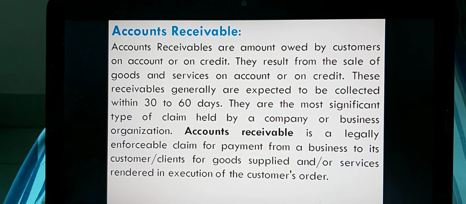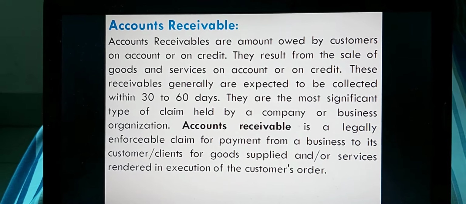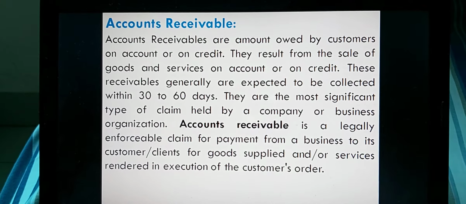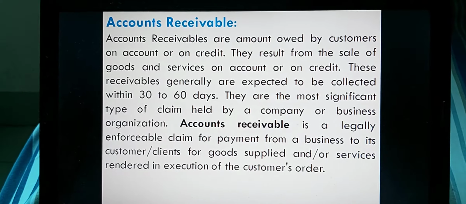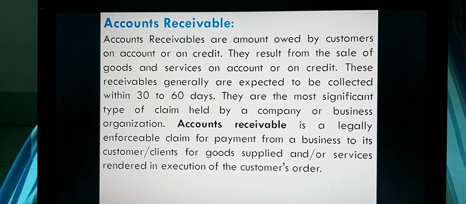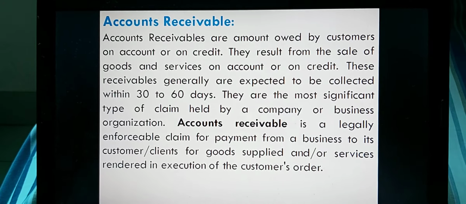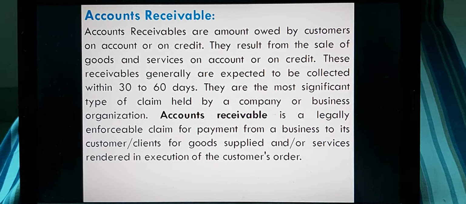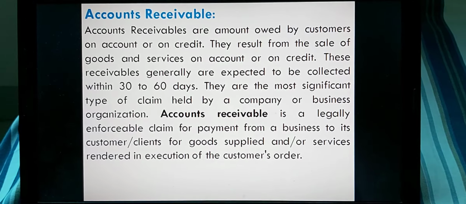Under the direct write-off method, when a particular account is determined to be uncollectible, the loss is charged to bad debt expense. When this method is used, bad debt expense will show only actual losses from uncollectible accounts. Accounts receivable will be reported at its gross amount.